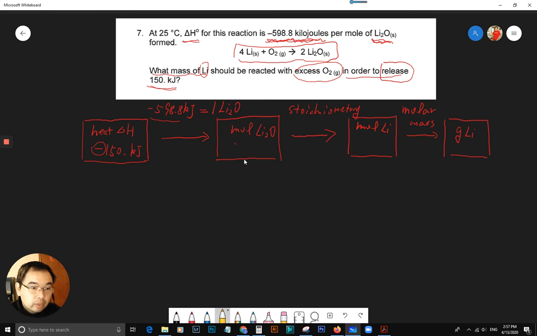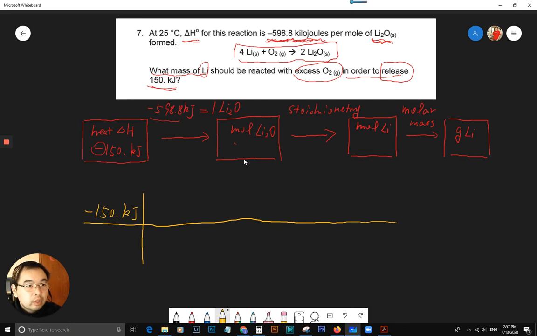Okay, so in general, we can use a really long equation to solve this problem. Okay, let's write a long fraction. Okay, this is a long fraction. First, we write what we have. What we have is a negative 150 point kilojoule of the heat, right? This is the question gave. We need to convert the heat to the mole of the lithium oxide. Okay, so now we know the relationship. In another word, we know the conversion factor between the heat and the mole of the lithium oxide.